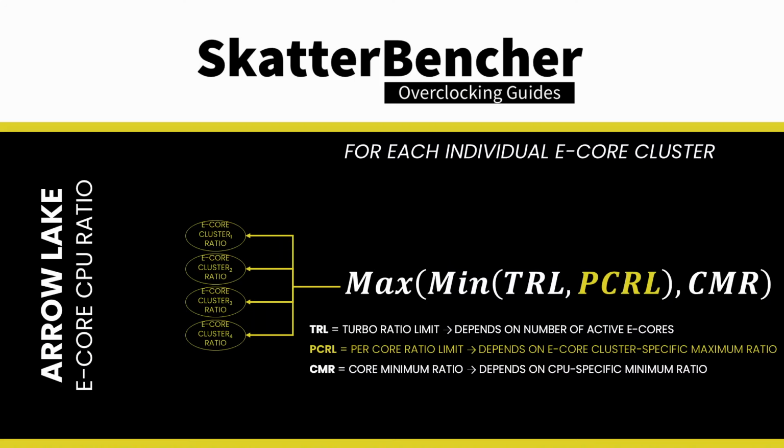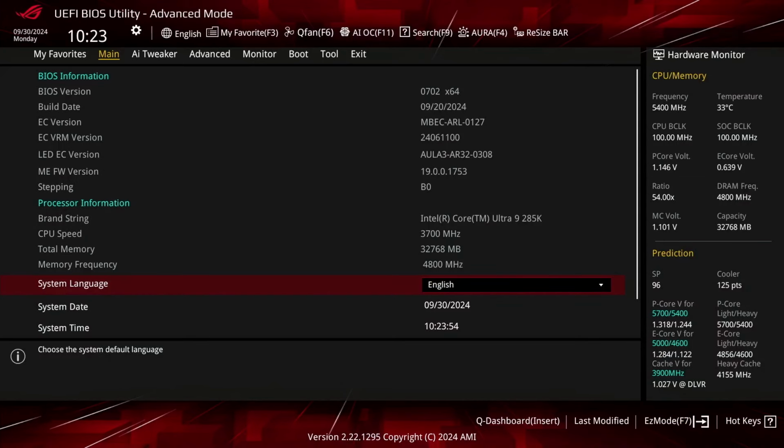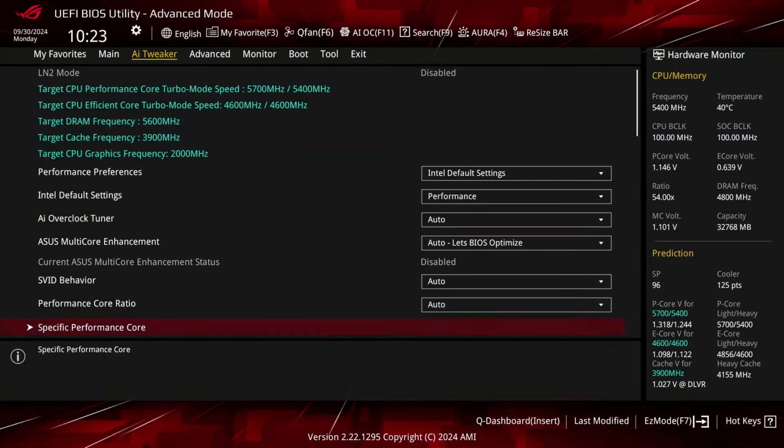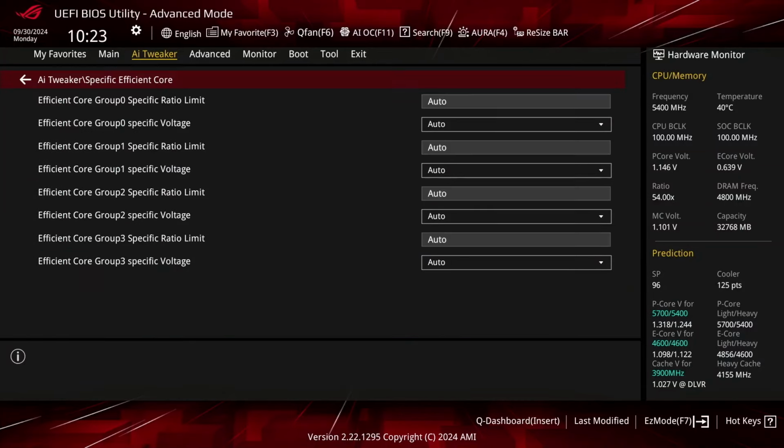The per-core ratio limit plays an important role in the Arrow Lake overclocking process. It's not only the ratio used in the VF point configuration, but also the ratio referenced by many other ratio tuning technologies. The maximum per-core ratio limit is 85x or 120x depending on whether core ratio extension is enabled. In the ASUS ROG BIOS, you can configure the E-core per-core ratio limit via the AI Tweaker specific efficient core submenu.